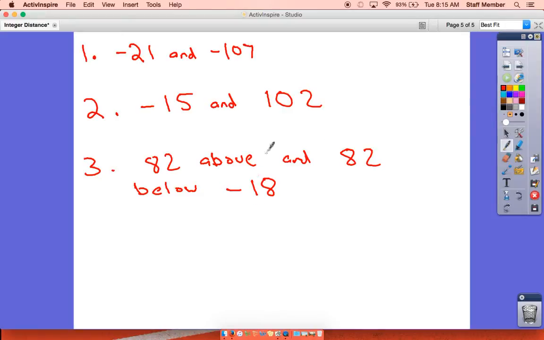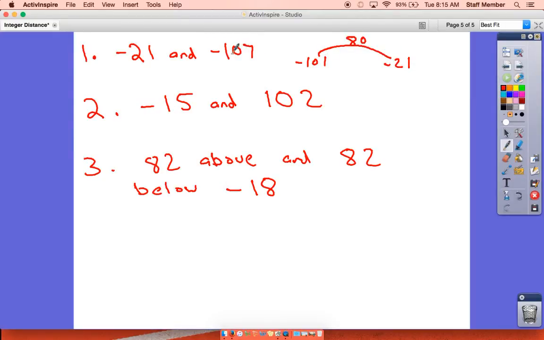Okay, let's start with negative 21 and negative 107. So here's negative 21 right here, and I'm going to go negative 31, negative 41, negative 51, negative 61, negative 71, negative 81, negative 91, negative 101. Okay, so if I go 31, 41, 51, 61, 71, 81, 91, 101, that's 80. I just counted by tens each time. So that's 80 going this way.